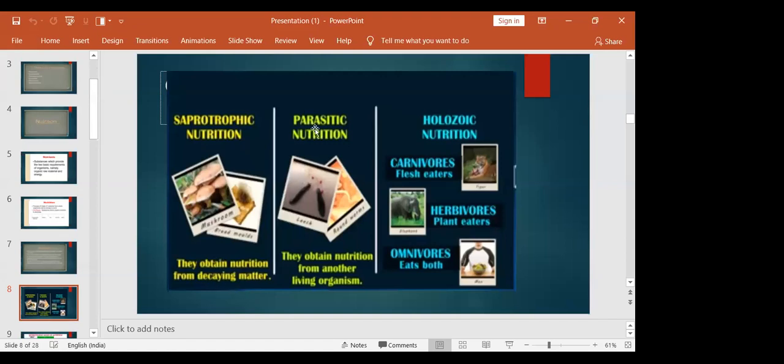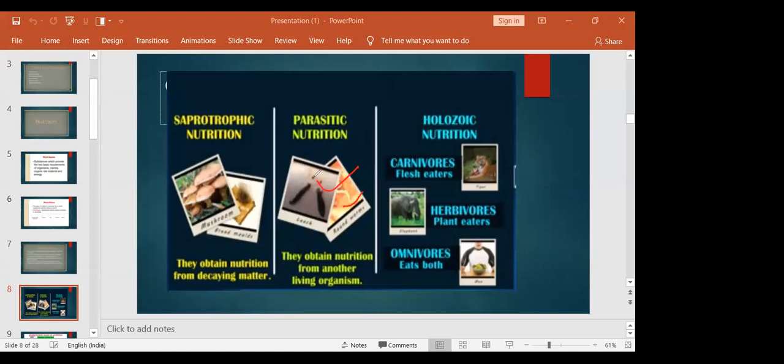Another example: besides saprophytic nutrition, one more nutrition is there, that is parasitic nutrition. So look at the picture. Here, these are the leeches. We have all seen leeches and tapeworms at some point of time. Here the picture is not clear, but this is a tapeworm. So these are the parasites.